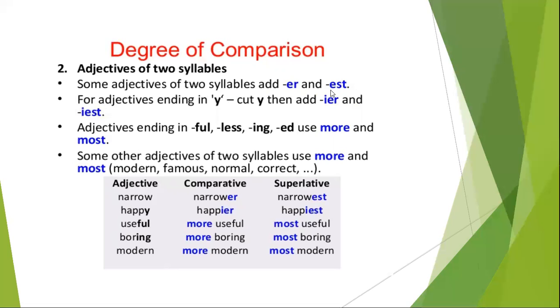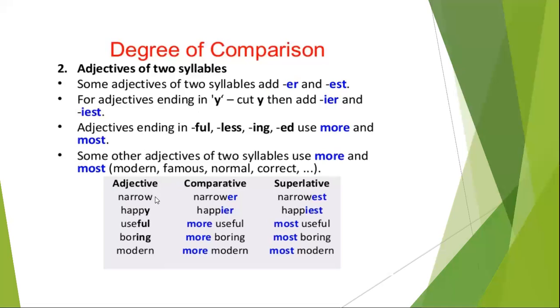est in superlative. For some adjectives ending in y, we should cut y. Then we should add ier in comparative and iest in superlative. Then for some adjectives ending in ful, less, ing, ed, we should use more in comparative and most in superlative. Then some other adjectives of two syllables use more and most. So you can see this example.